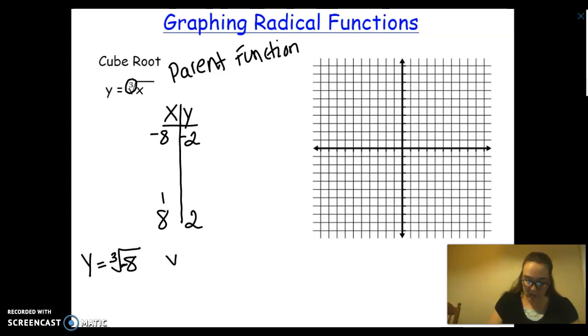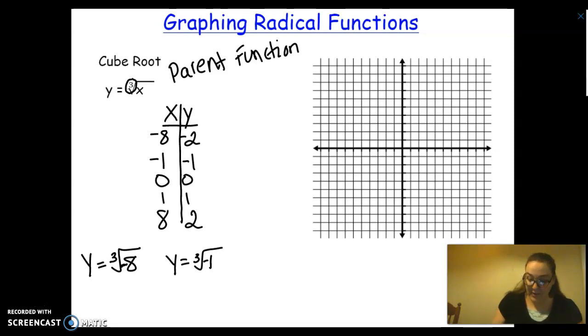Well, can I cube root 1? Y equals the cube root of 1. Well, absolutely. The cube root of 1 is 1. Just the same as I could cube root -8, I can also cube root -1, because the cube root of -1 is -1. Now, something in between -1 and 1 that would be pretty easy to use is 0. The cube root of 0 is 0. And right here we have our parent function.